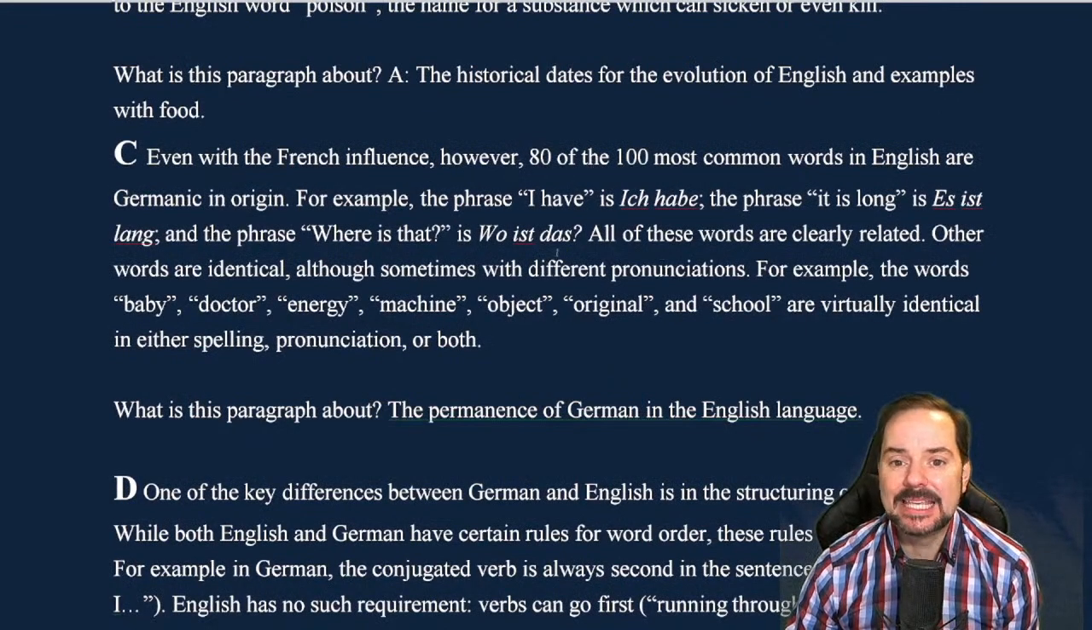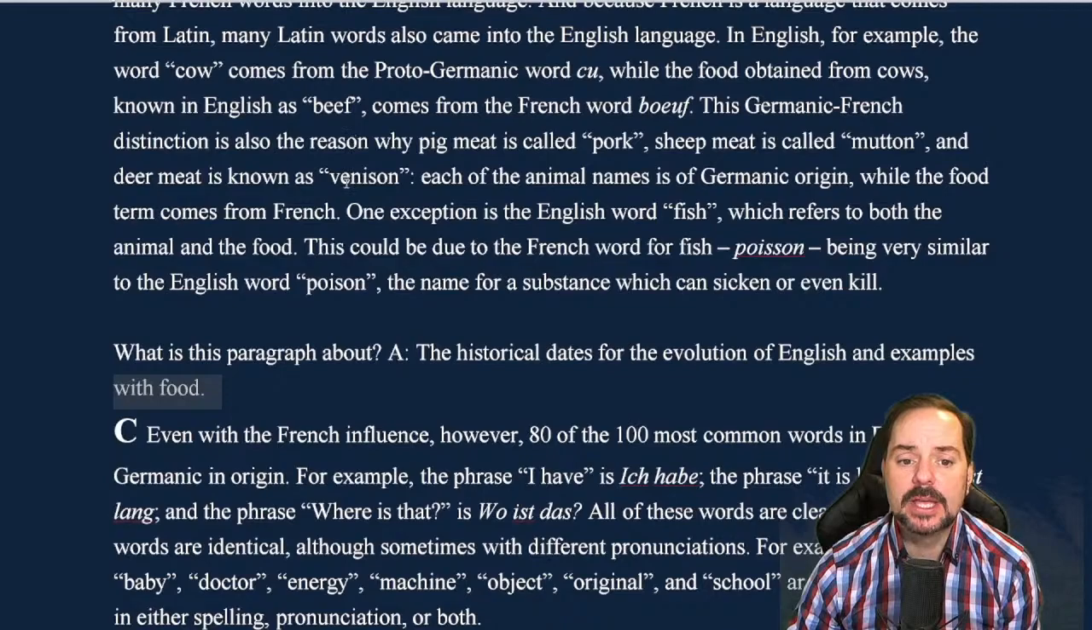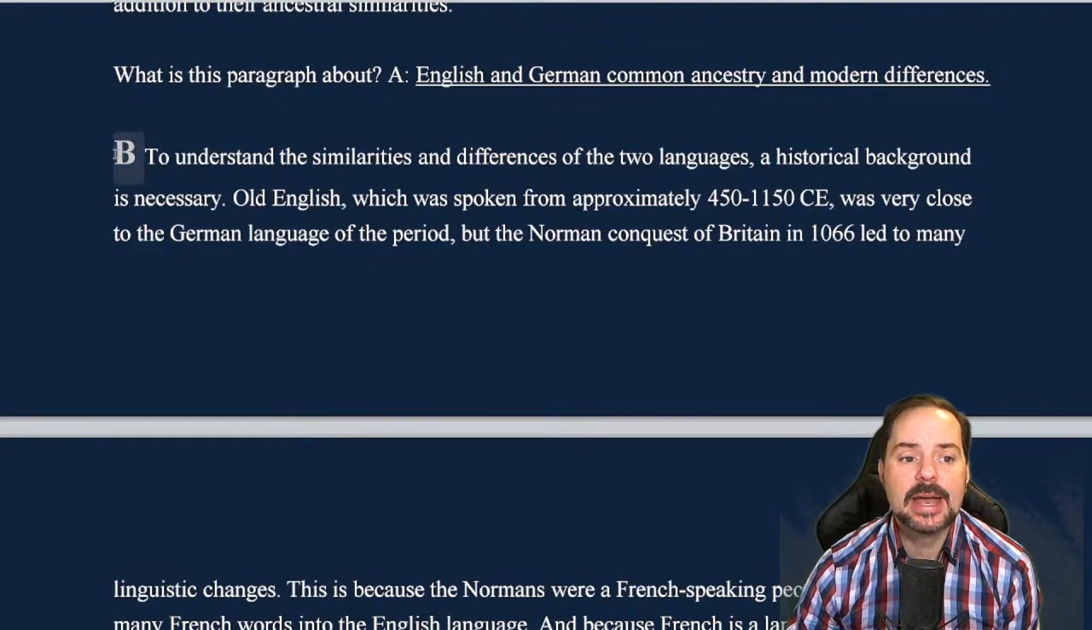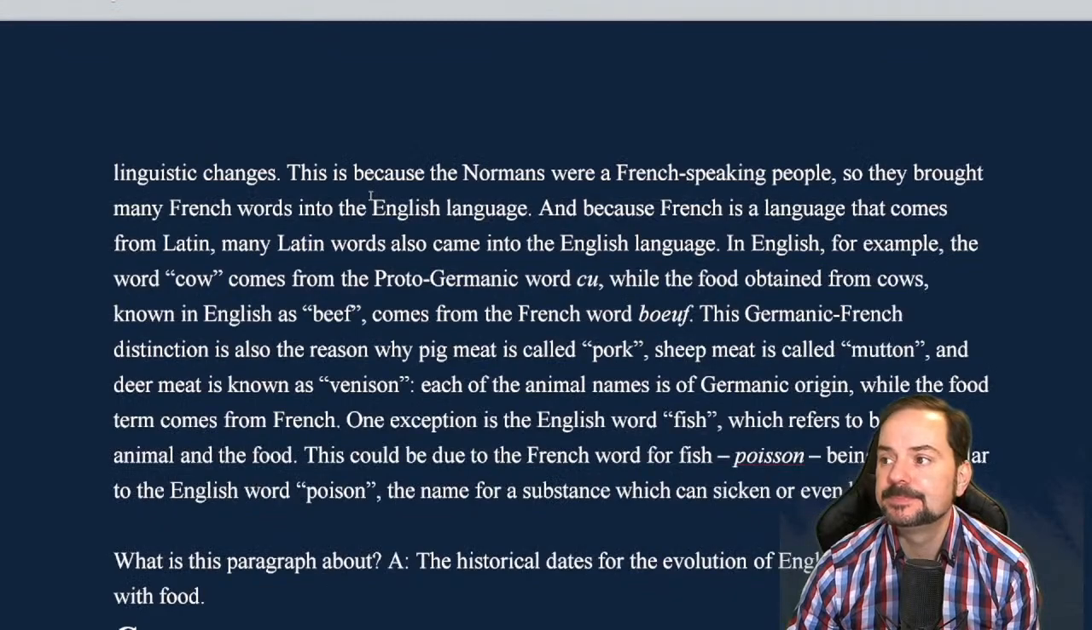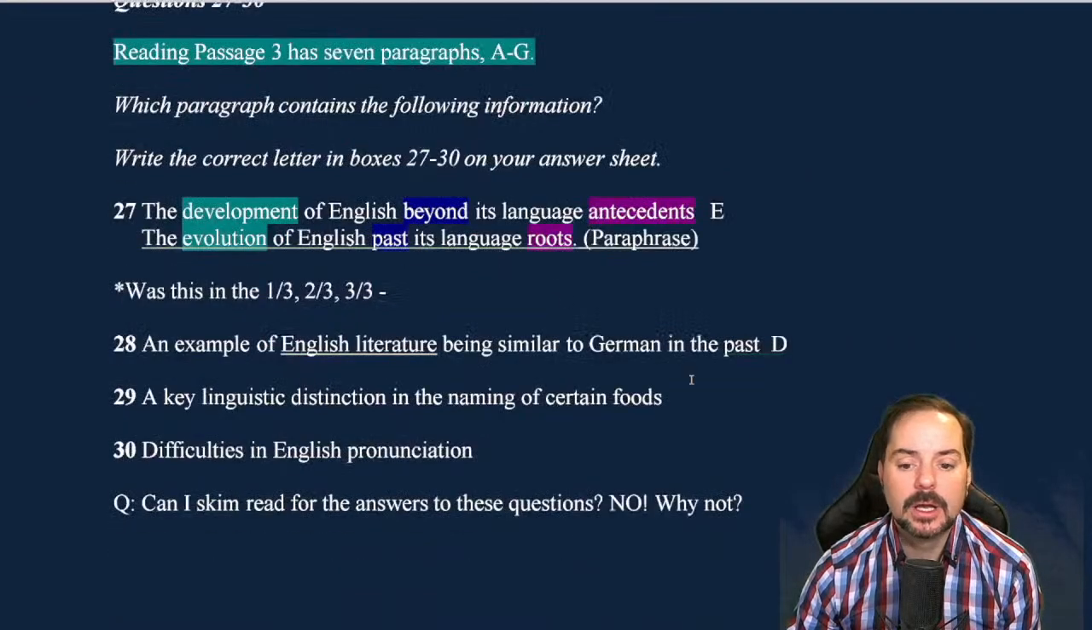So that's C, it's not good, okay, but just before C, I can now see the historical dates, evolution of English, example with foods, right? So here I have venison, pig meat is called pork. So this is paragraph B, okay, B. So here the correct answer for 29 is B. Okay.